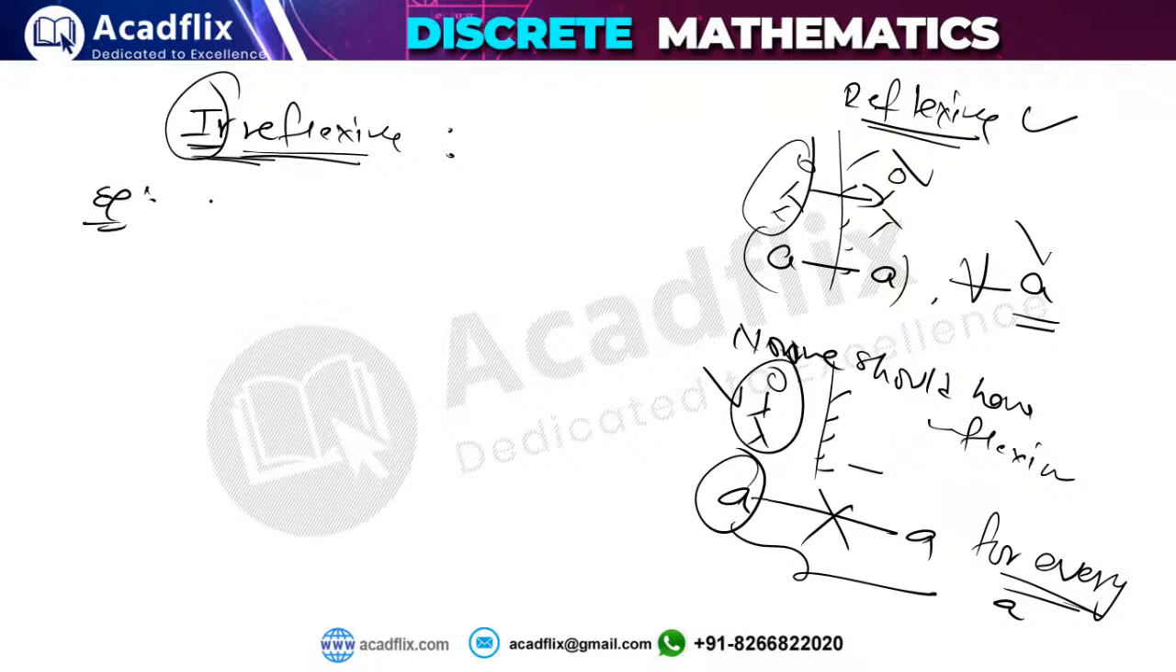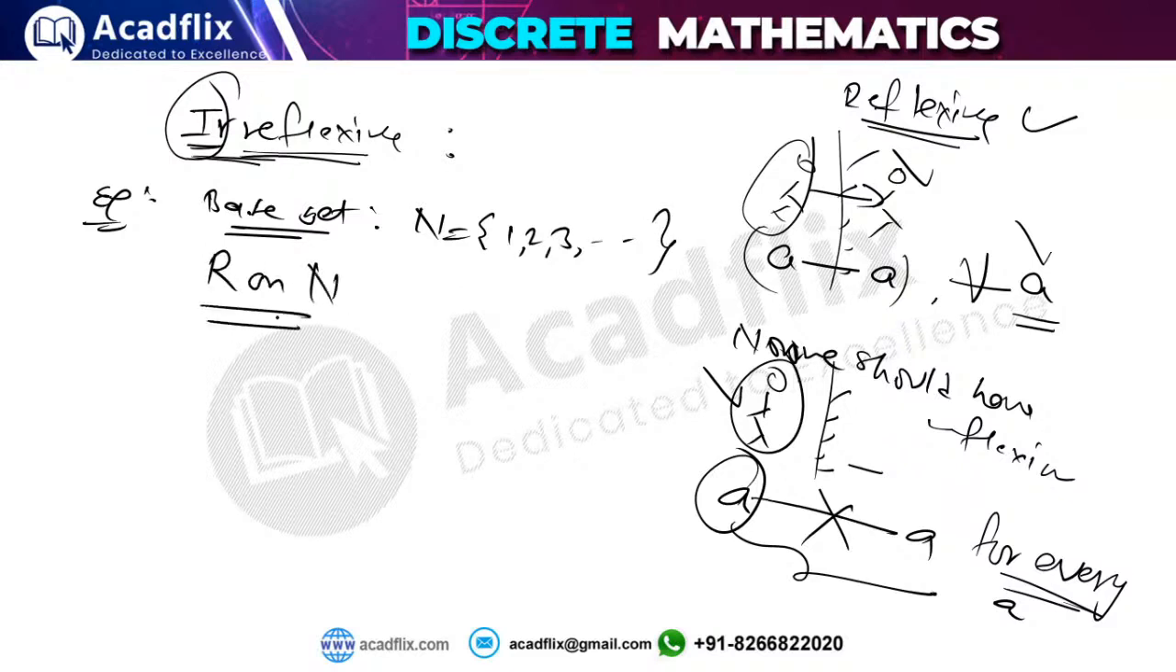Let's assume we have a base set. I told you what a base set is: a set on which we are defining a relation. Let's assume our base set is N, the set of natural numbers, 1, 2, 3 and so on. Now we are defining a relation R on N. You know what this line means, R on N. It means R is a relation from the set of natural numbers to the set of natural numbers. We have seen this in the last class.